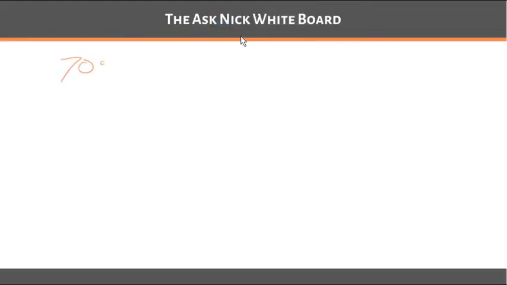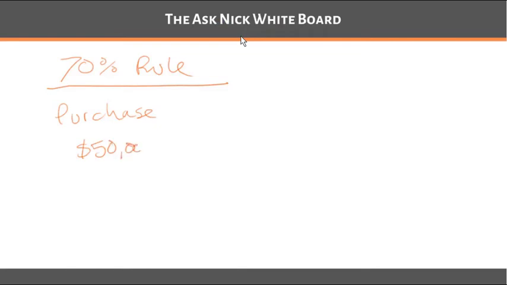Lastly, we have the 70% rule. So this is for flippers, for rehabbers. Basically it means that you want to have the purchase price, so what you buy the property for. So let's say we bought it for $50,000, plus the rehab or the renovations. So let's say we estimate about $20,000 in renovations, equals 70% of the value of the property.